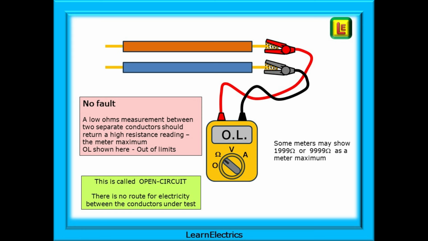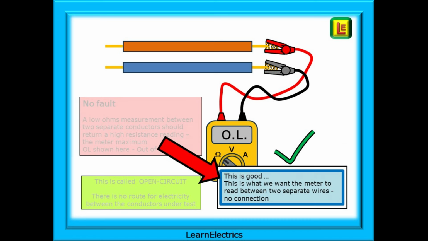Starting with a no-fault scenario, we have two conductors and there is nothing wrong with the circuit. A low ohms measurement between these two separate conductors should return a high resistance reading, the meter maximum. OL shown here, out of limits. Your meter might show 199 ohms, 1999 ohms, or even 9999 ohms. We would call the reading shown here an open circuit. There is no route for electricity between the conductors under test. This is a good reading. This is what we want the meter to read between the two separate wires, no connection.